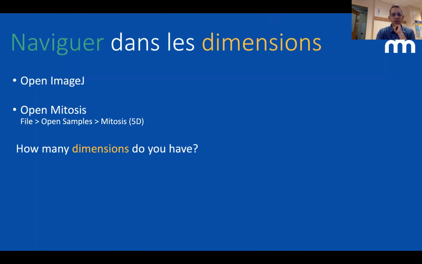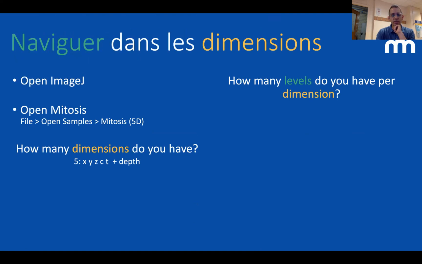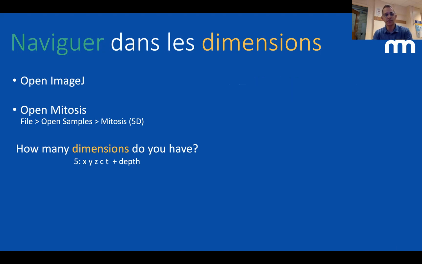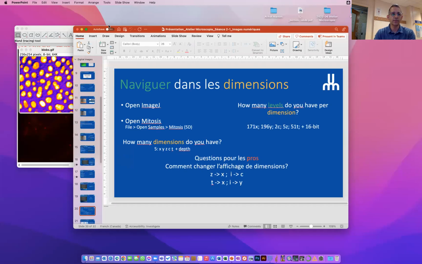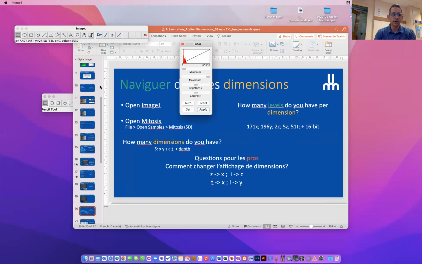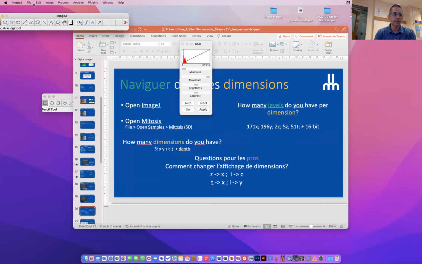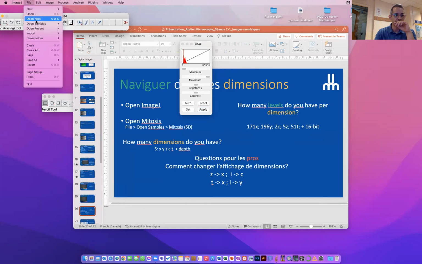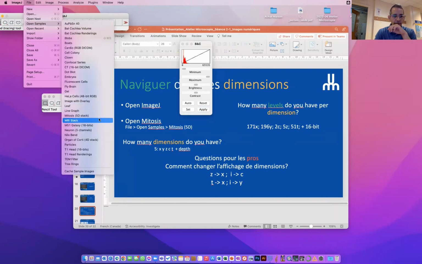If you want to navigate the dimensions of an image, maybe you can open the file called mitosis in the samples in ImageJ, and you can look at the dimensions that are there. So I'm going to do that. I'm going to close Blob, and I'm going to close this. I'm going to open samples, and I said mitosis. Yep.